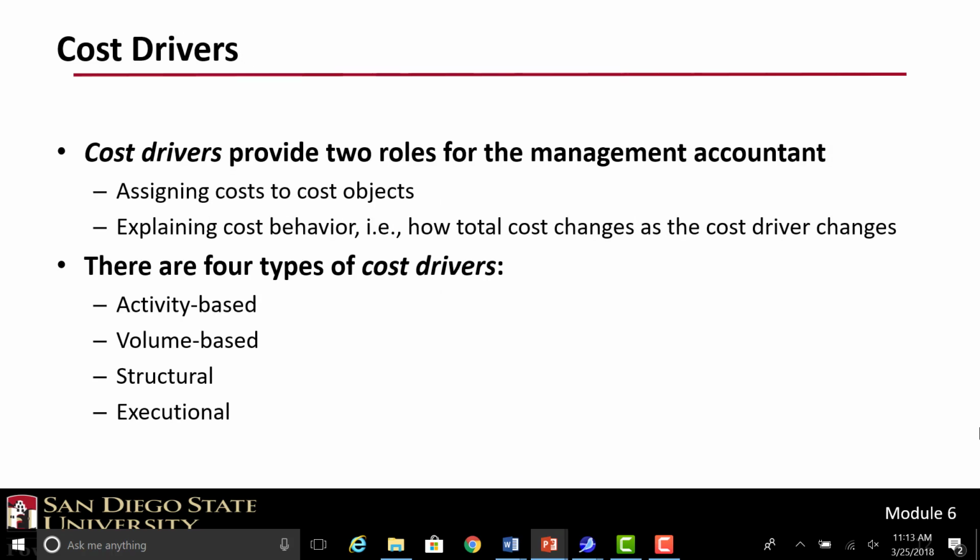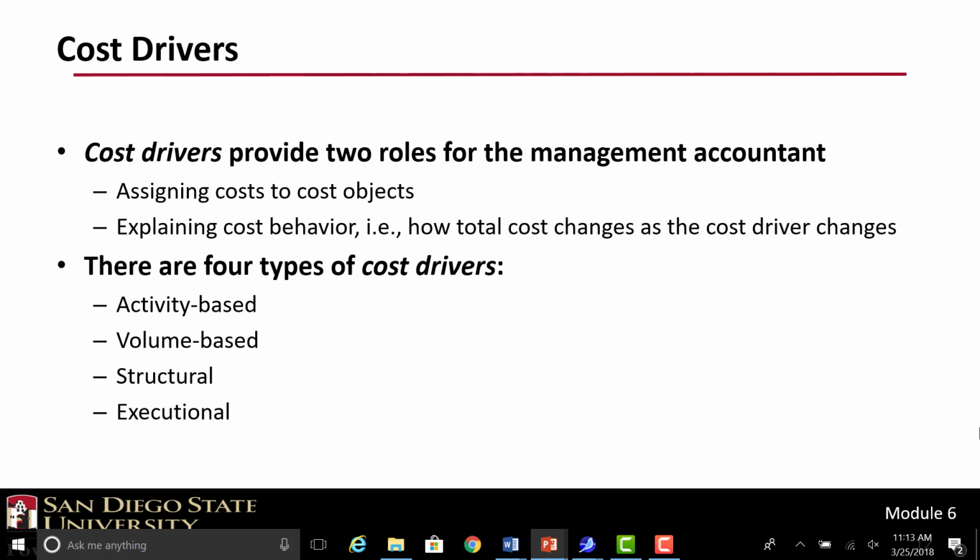So cost drivers provide two roles for the management accountant. The first is they allow us to assign costs to cost objects. They also explain cost behavior, right? So how does that total cost change as the cost driver changes? So in a simple example, we would say something like, how does the number of hamburger patties increase the total cost, right? So you would think of that as saying, okay, well, that's a pretty simple cost behavior. With each increase in volume, there's an increase in cost, and it's fairly linear.